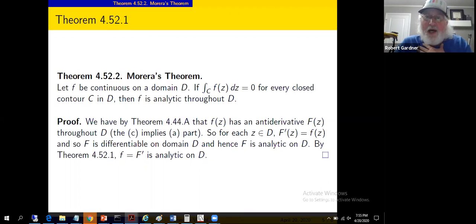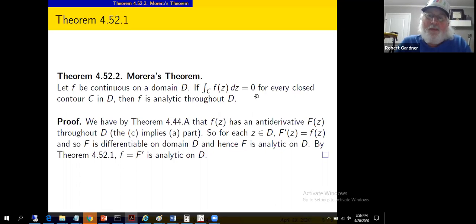We, at the time, thought of it as if f has an antiderivative, then we can use that to evaluate integrals, just like you do in calculus 1. It also had a third part, it said something about integrals around closed contours being 0. So here's how the proof goes. We're going to take theorem 44.a and say, hey, f of z has an antiderivative, capital F of z.